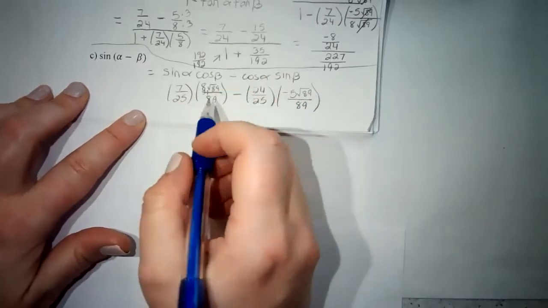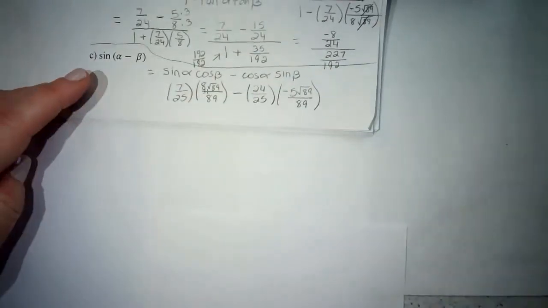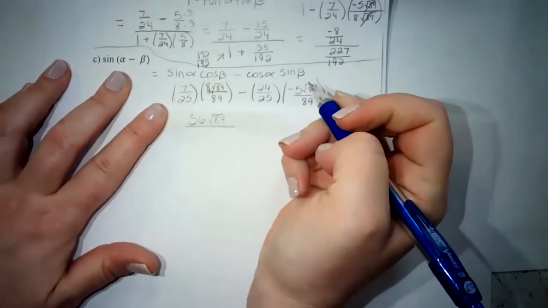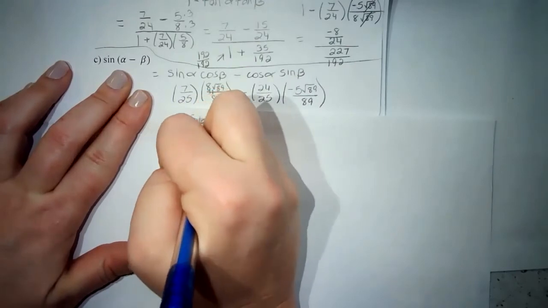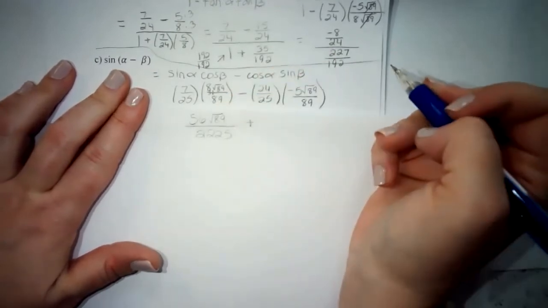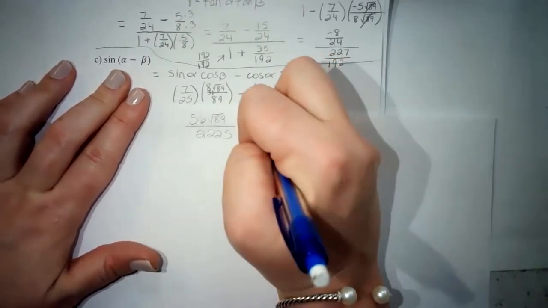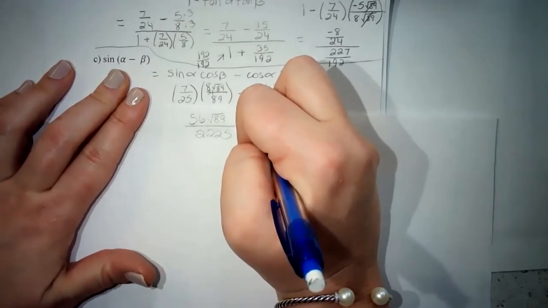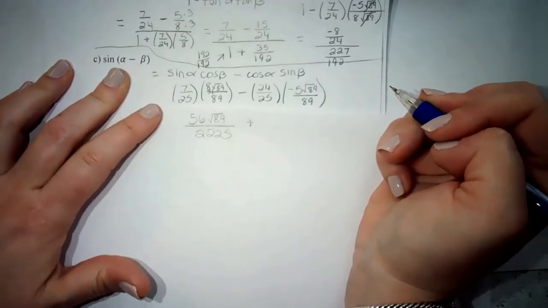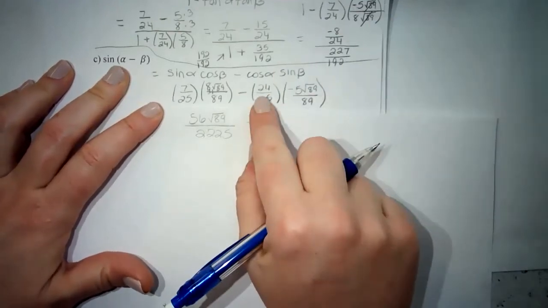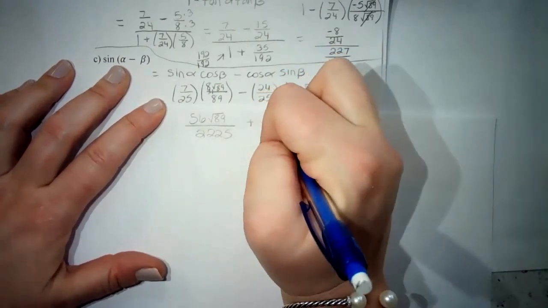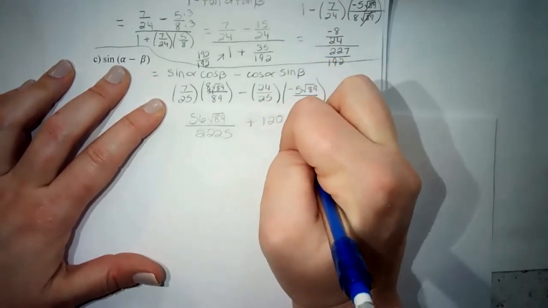All right, so here we go. We're going to multiply these together. 7 times 8, 56, root of 89. 25 times 89 is 2,225. Now this is going to be a plus because you have minus and negative. All right. 24 times 5 is what? Somebody's got to help me out on that. What's 24 times 5? Thank you. All right. Root of 89 over 2,225.